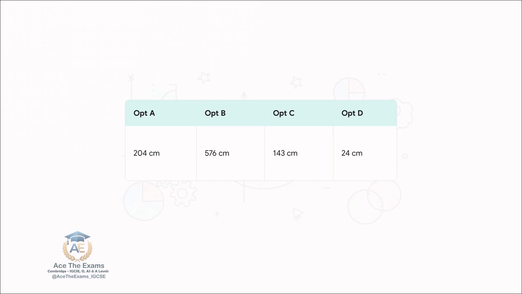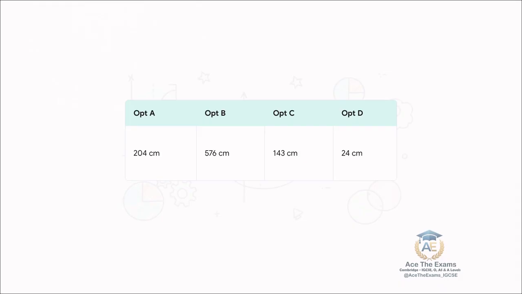Now, what's really interesting here, and this is a pro-level exam tactic, is that using basic common sense and spatial reasoning, you can immediately eliminate options A and B. Why? Because a shorter side can never, ever exceed the hypotenuse. The hypotenuse is, by definition, the longest side of a right-angled triangle. Since our hypotenuse is 145, option A at 204 and option B at 576 are mathematically impossible.